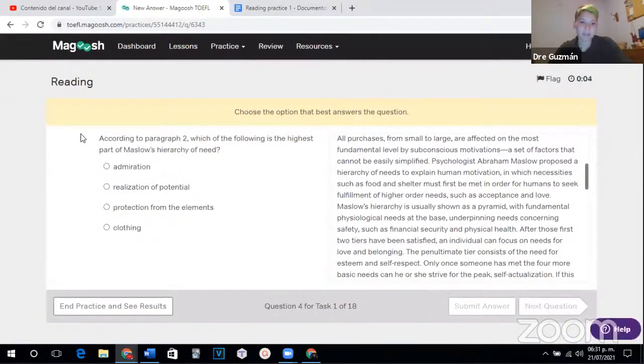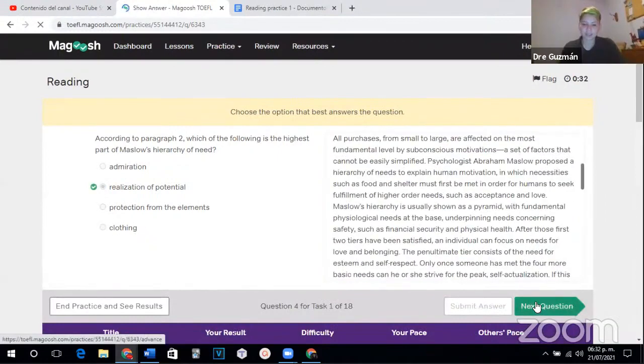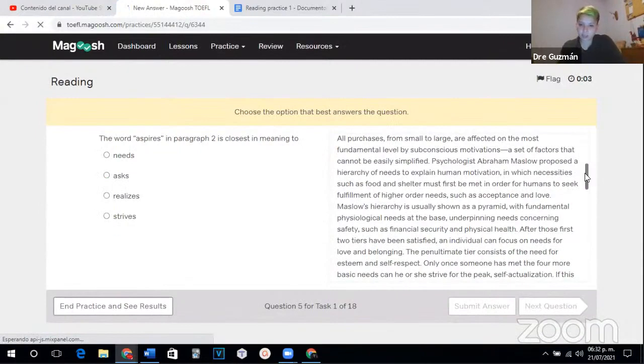Now, Camila. Same thing, no? A conceptual question. It asks you for information from the text. So can you read the question and you tell us which one you think it is? Okay. According to paragraph 2, which of the following is the highest part of Maslow's hierarchy of needs? The realization of potential. Yeah, eso está en el texto igual, so yes. Yes, good. So simple, straightforward things that you can quote directly from the text. This is another one, the meaning or synonyms.